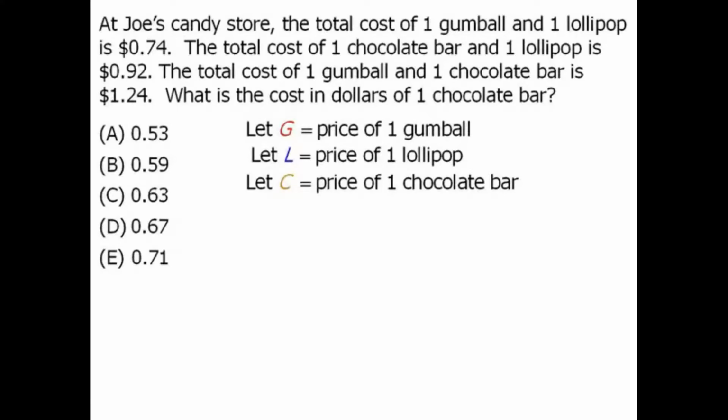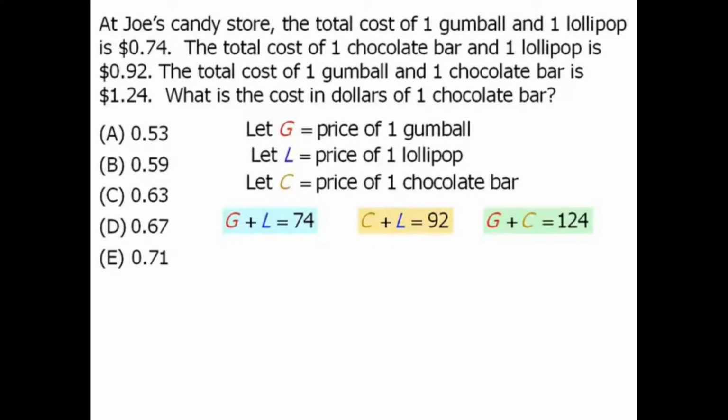So from this we can write the following equation. G plus L equals 74 cents. Similarly, we are told that the total cost of one chocolate bar and one lollipop is 92 cents. So we can write this equation. And finally, if the total cost of one gumball and one chocolate bar is 124 cents, we can write this equation. We now have three equations and we want to solve for C.